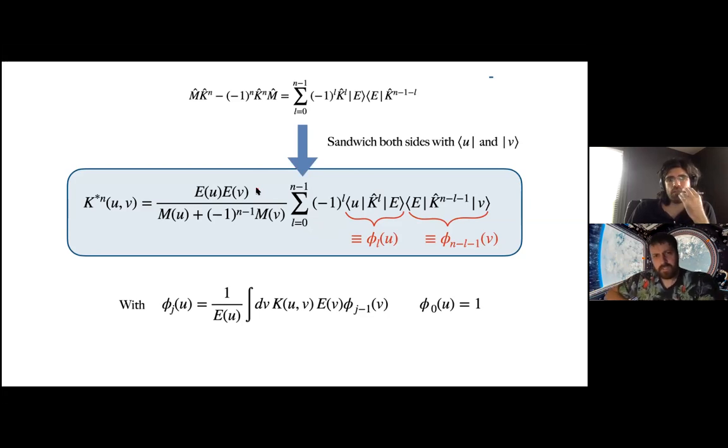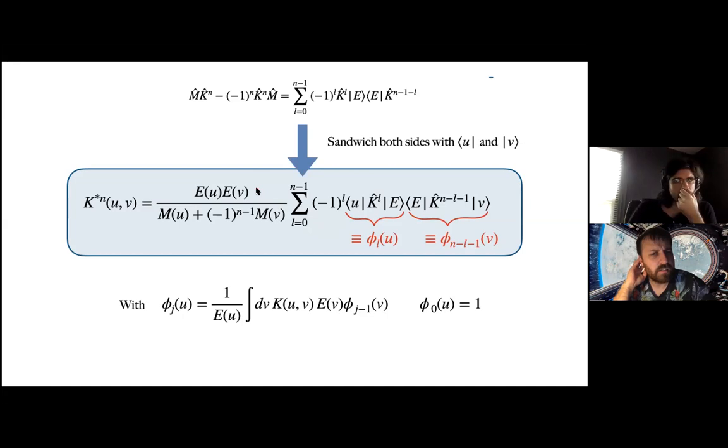Sorry, let me make one comment. Here, we just need to consider phi zero of u equals one. So that's a particular vector. But if we are going to do what you just suggested, then I think we need to consider all possible phi zero of u, because you want to take a functional trace.